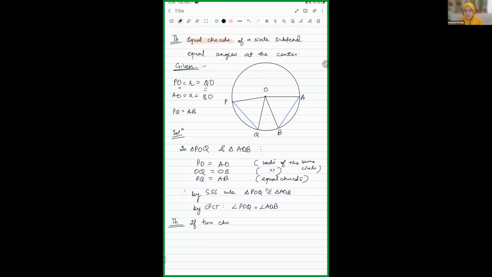Now we will do the converse of this theorem, okay? If two chords subtend equal angles at the center of the circle, then the chords are equal.